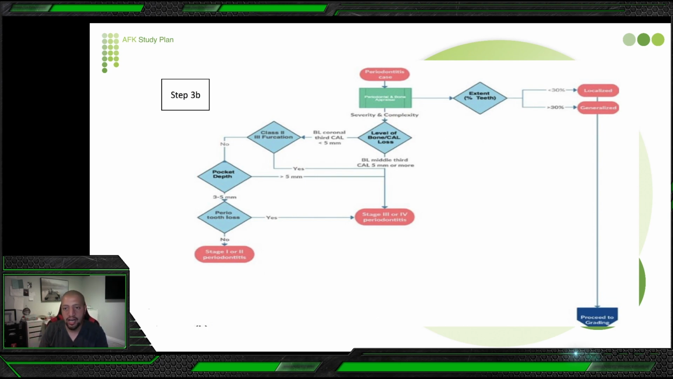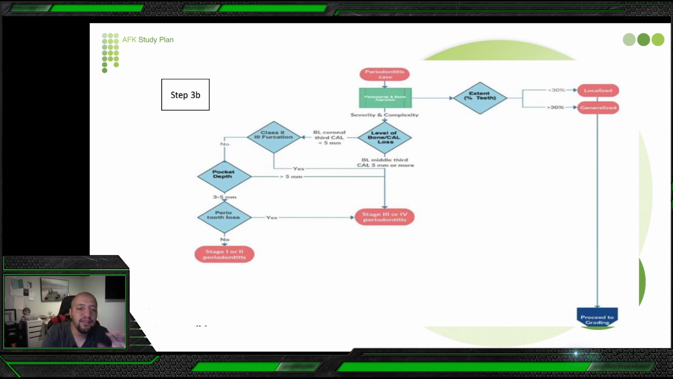We're gonna cover staging, extent, and grading. The extent is generalized or localized depending on the set of inclusion. If it's less than 30%, it's localized; more than 30% is generalized. And then I can speak about the level of bone and clinical attachment loss.